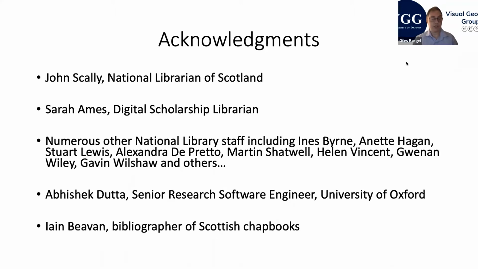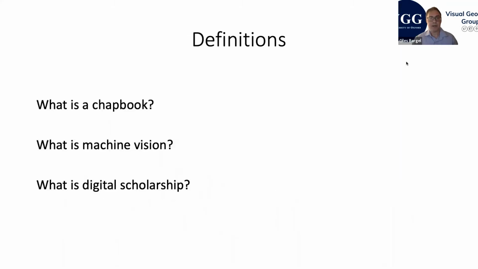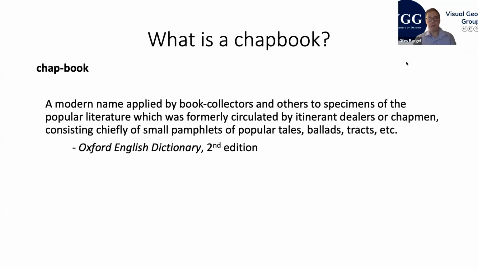So digital scholarship is very much a team sport, and it relies on a community of all sorts of forms of expertise. Now, I'm assuming no prior knowledge among my audience today of chapbooks, or machine vision, or digital scholarship, although I know that some people in this audience know a lot about one or more of these things. They do, however, mean different things in different contexts and to different people. Perhaps chapbooks, most of all.